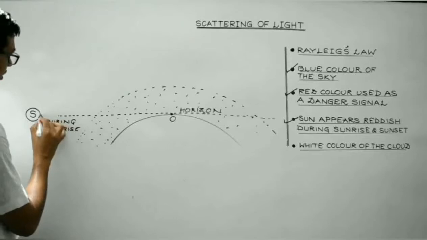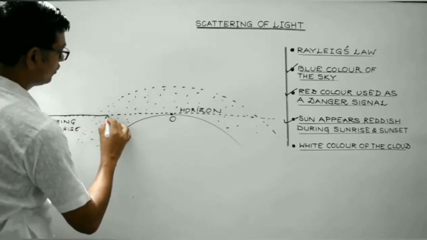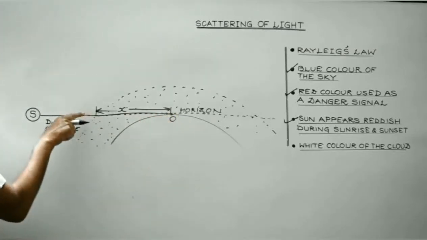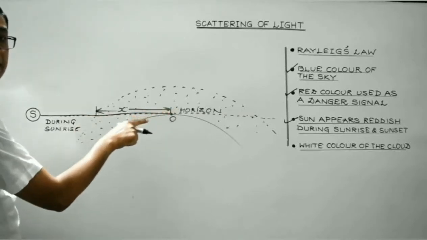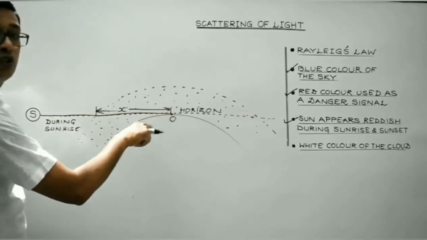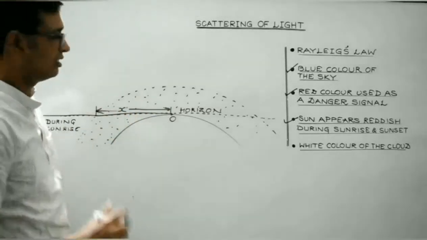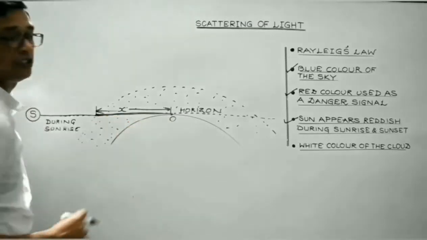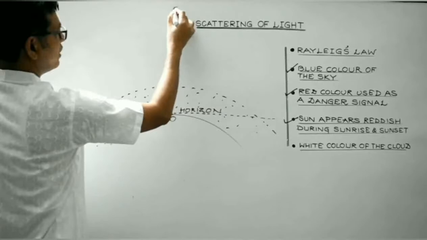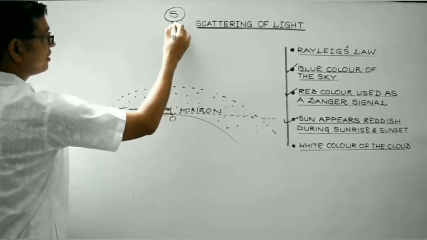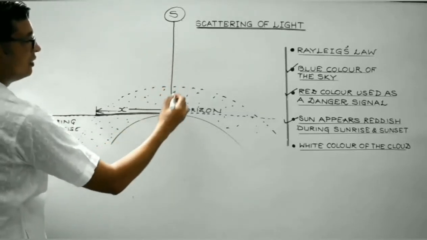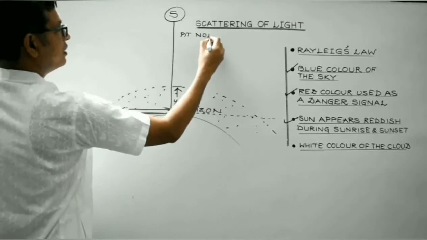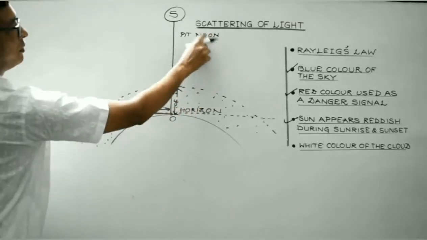During sunrise or sunset, the light from the sun entering the Earth's atmosphere has to traverse this much distance, suppose x, through the Earth's atmosphere, when the sun is near the horizon. Now imagine the sun at the overhead position during noon. In such a case, the light coming from the sun would travel, say, distance y through the Earth's atmosphere.